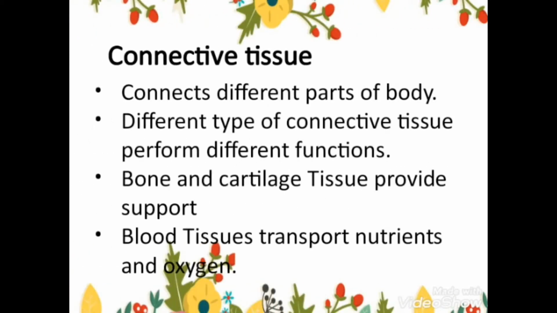Next is connective tissue. It connects the different parts of the body. Different types of connective tissues perform different functions. For example, bone and cartilage tissues provide support to the body. Blood tissue transports nutrients and oxygen, and removes waste materials from our body.